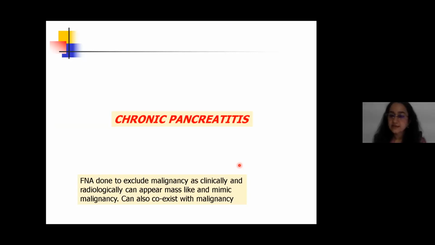FNA was basically done to exclude malignancy, because clinically and radiologically they can appear like a mass and mimic malignancy. Also, they can coexist with a malignancy. So you need to do FNA in these cases sometimes to rule out an adenocarcinoma.